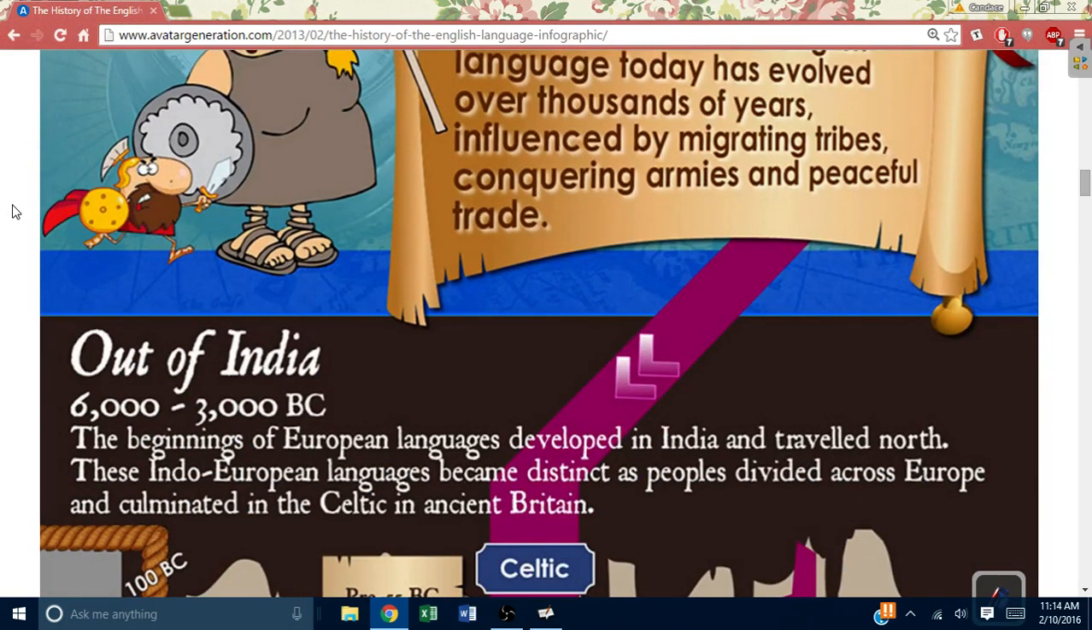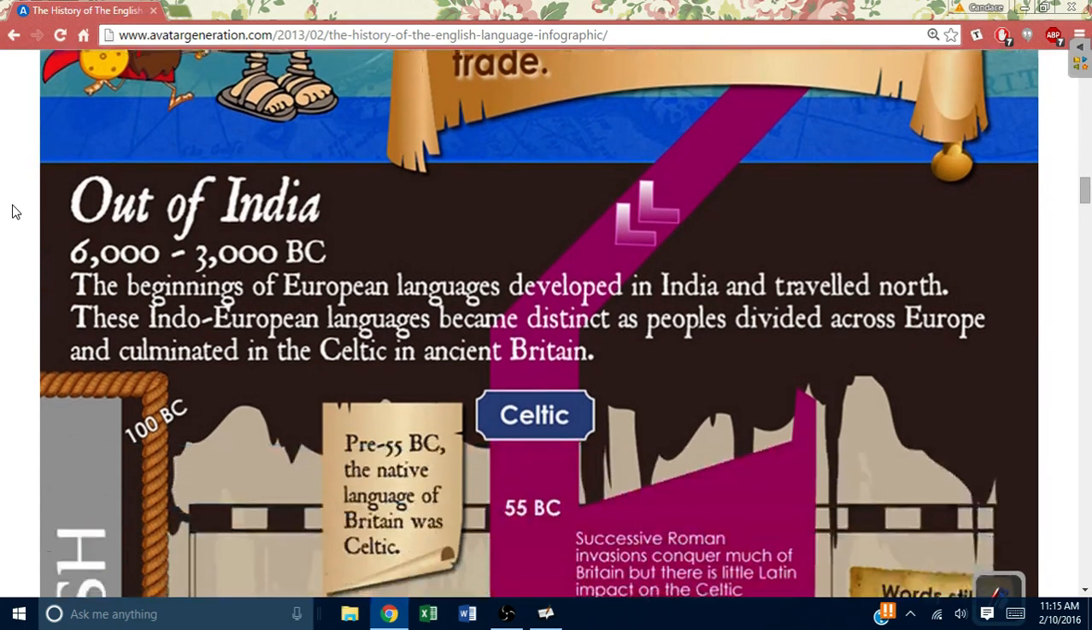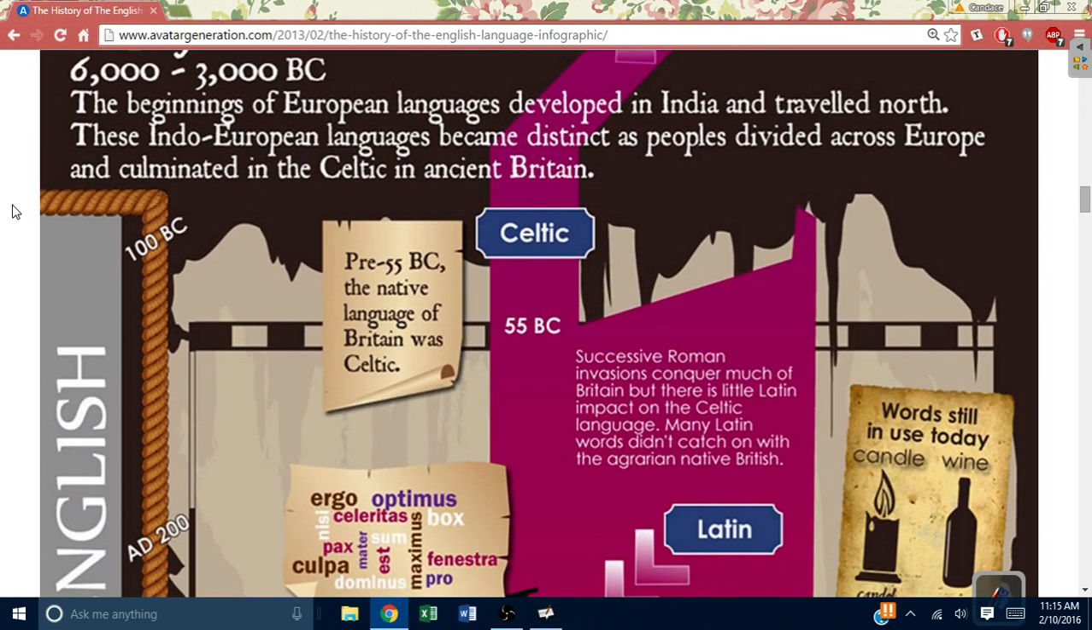So we're going to start out of India, which goes back quite a ways, 6,000 to 3,000 BC, which is, of course, about 5,000 years ago from where we are. So the beginnings of European languages developed in India, and they traveled north. These Indo-European languages became distinct as people divided across Europe and culminated in the Celtic in ancient Britain. So ancient Britain is really where the language began. But if you were to hear this language, you would not recognize it.